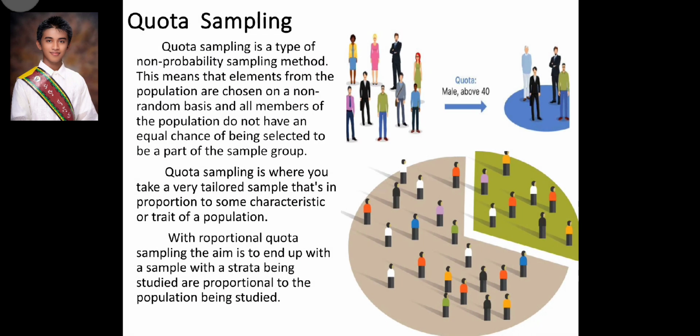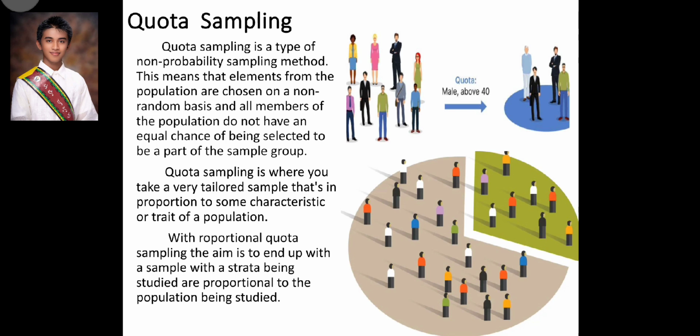Quota sampling method is a type of non-probability sampling method. This means that elements from the population are chosen on a non-random basis, and all members of the population do not have an equal chance of being selected to be part of the sample group. Quota sampling is where you take a very tailored sample that is in proportion to the characteristic of a target population.